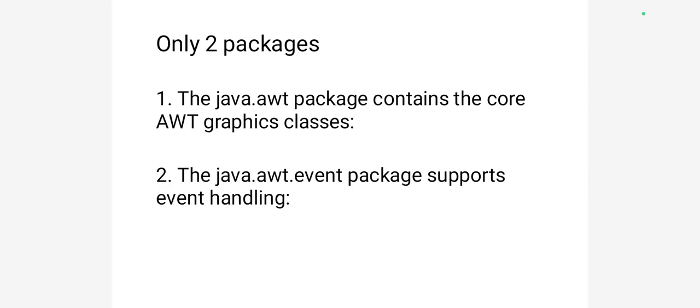Actually, it has two packages. The first package is the java.awt package, and the second package is the java.awt.event package. Here we can see that the first package, java.awt, is the main package or parent package, and java.awt.event is the sub package of the AWT.